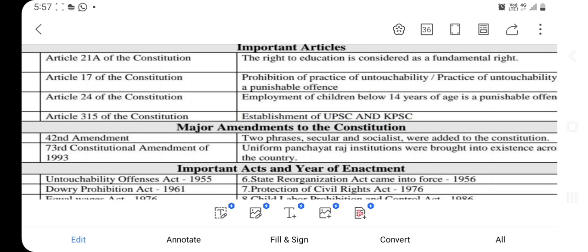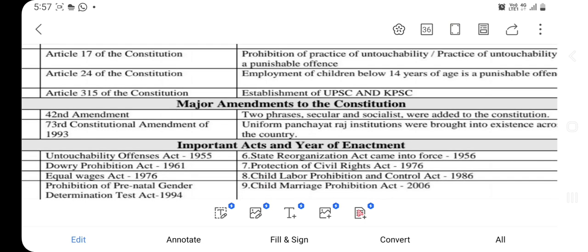Now, the important major amendments to the Constitution. Amendments are also very important. In the 42nd amendment, two phrases were added to our Constitution: one is secular, and another is socialist. Next, the 73rd amendment of the Constitution, which they brought in the year 1993. Uniform Panchayat Raj institutions were brought into existence across the country. What did the 73rd amendment bring? A uniform Panchayat Raj system in India.